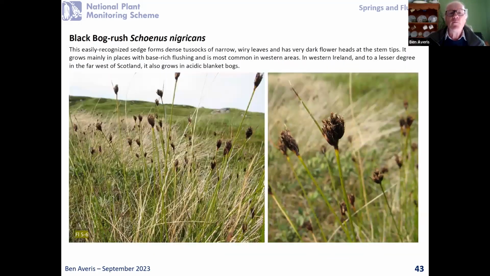Okay, what's next? Black bog rush. This is easy to tell because the leaves are thin and wiry and they come in dense tussocks, a bit like the leaves of hare's tail cotton grass. But the flowers are in these dark heads near the tips of the stems. And the leaves go very, very pale and persist right through the winter in pale tussocks. And it's a plant of base-rich flushes for the most part. In the west of Ireland and some places in the west of Scotland, it can also grow in acid bogs, but it's mainly a base-rich indicator on flushed ground.